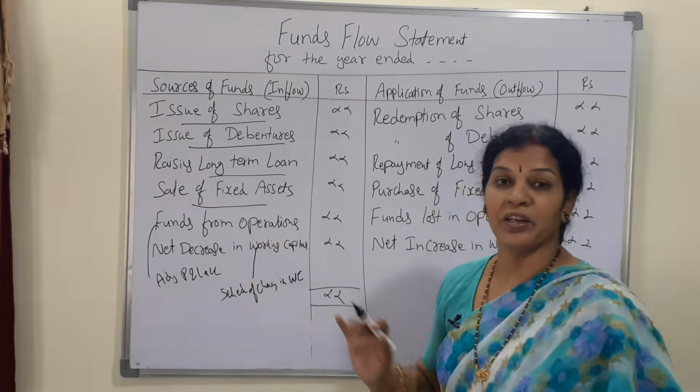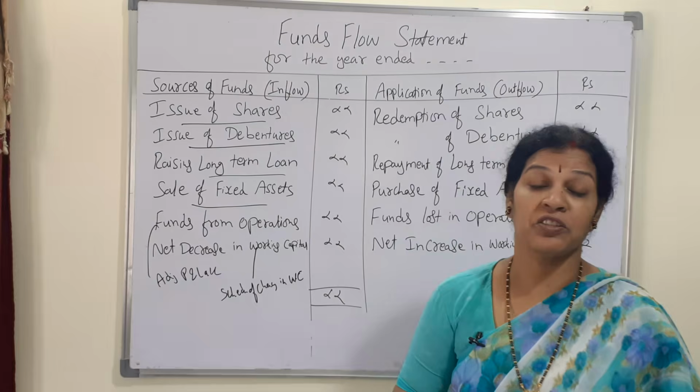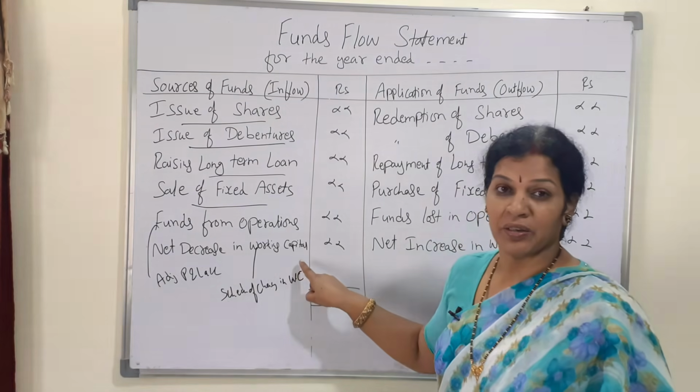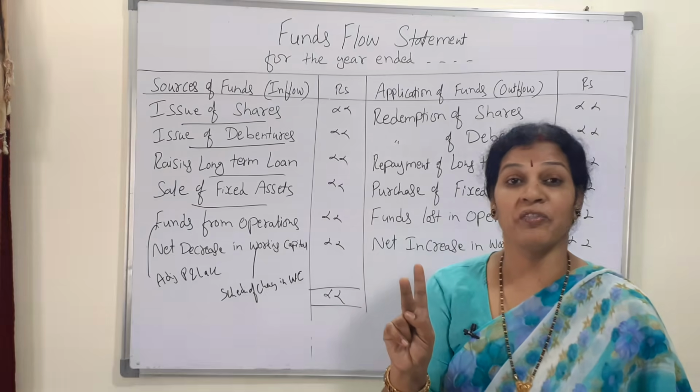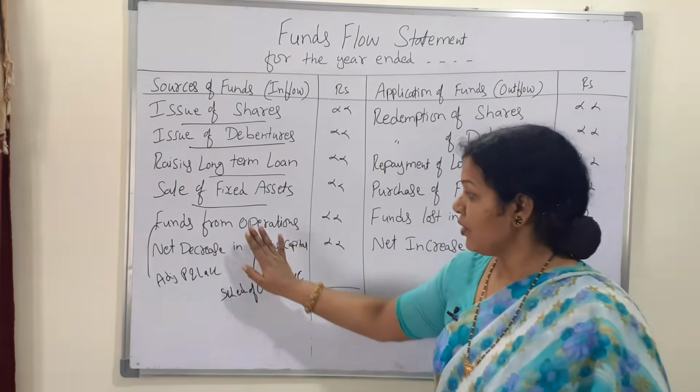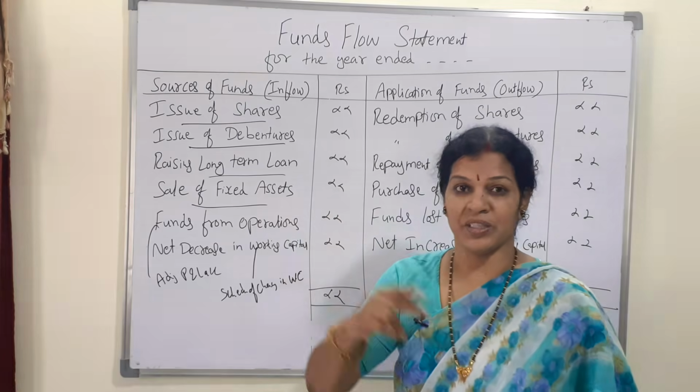These two we are going to get from the previous two steps. From the schedule of changes in working capital, we will get the net increase or decrease of working capital. The second one is the adjusted profit and loss account. From there we are going to get funds from operations or funds lost in operation. So these two are from the previous steps.